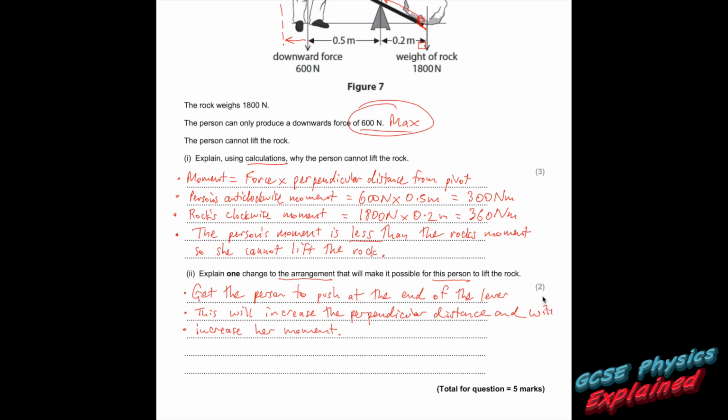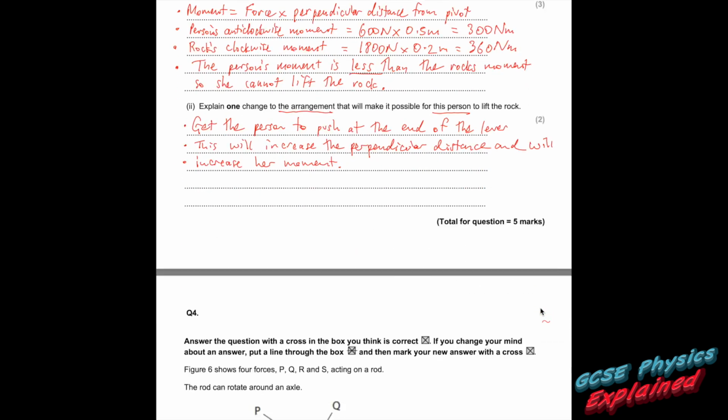And that should get you the 2 marks. Question 4. Figure 6 shows 4 forces P, Q, R and S acting on a rod. The rod can rotate around an axle. So there's the axle. Which force will make the rod rotate about the axle?